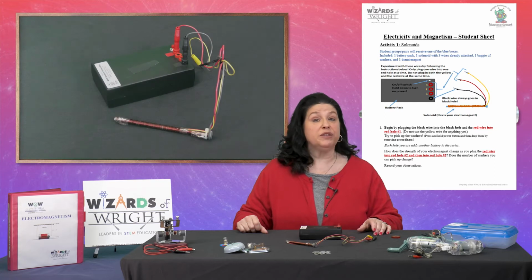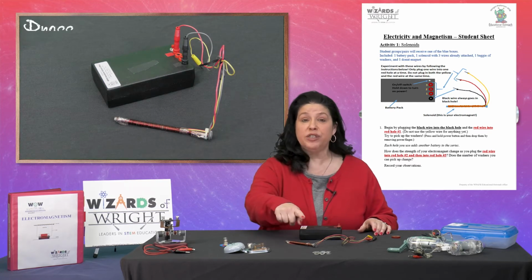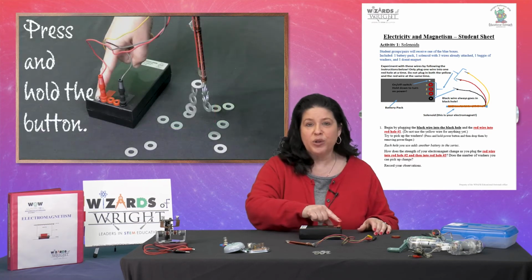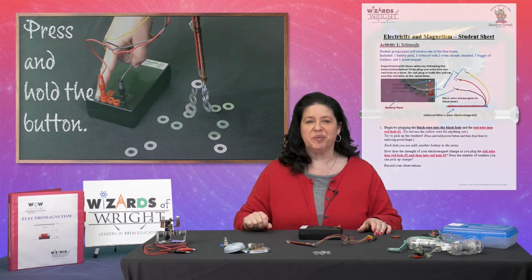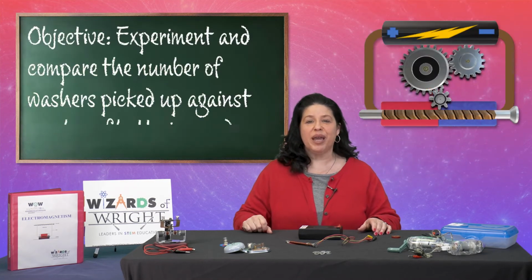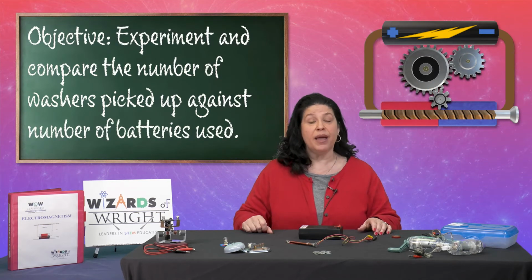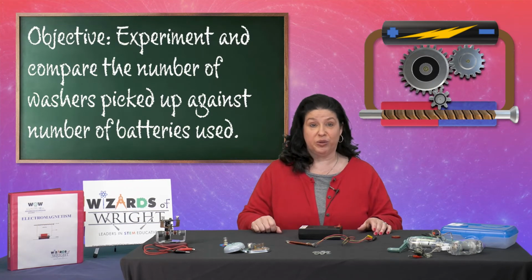The objective is for the students to experiment by lifting the washers, pressing and holding the power button, and then dropping them by removing power, your finger. We ask the students to compare the number of washers they picked up against the number of batteries used.